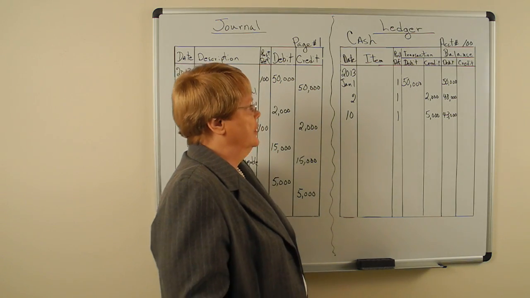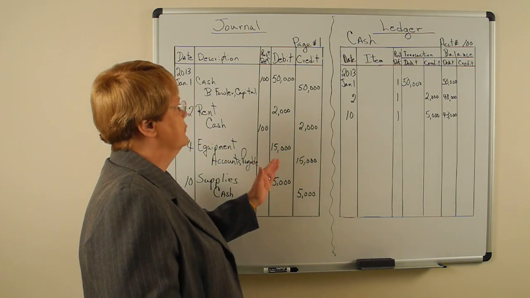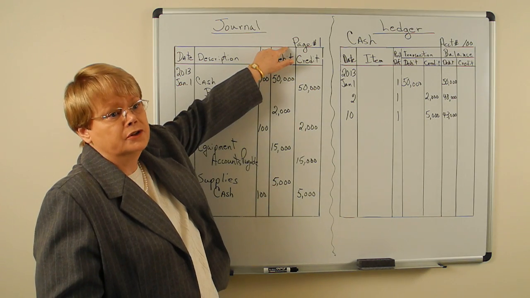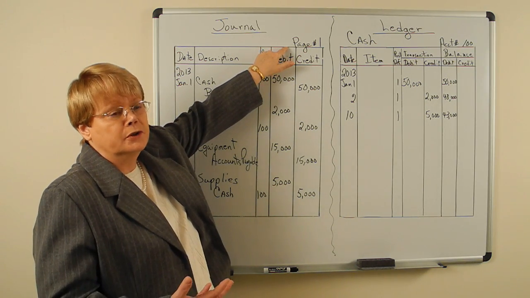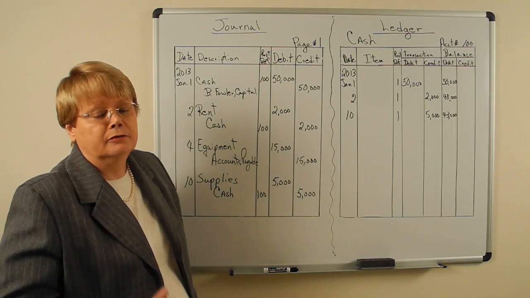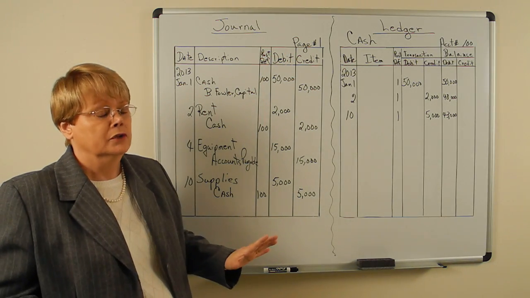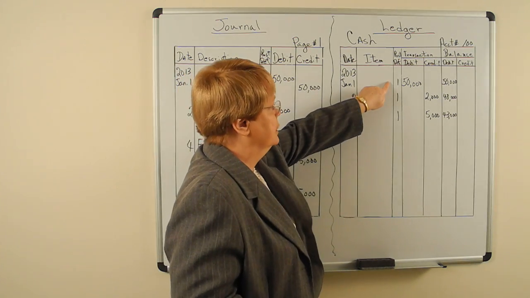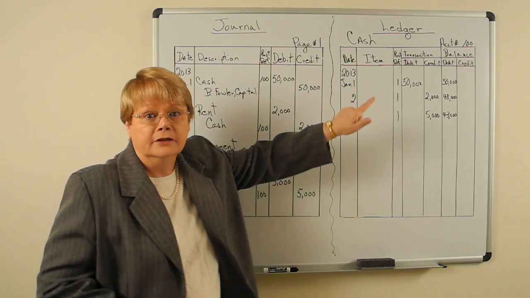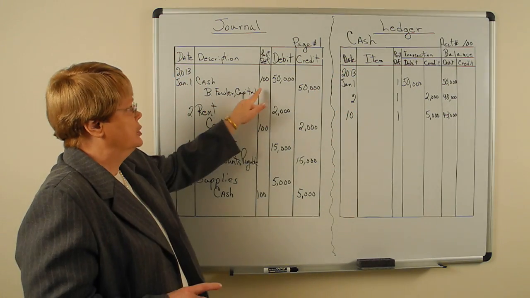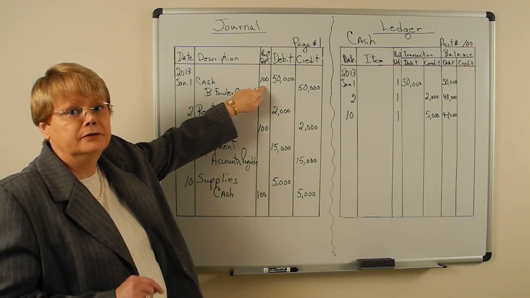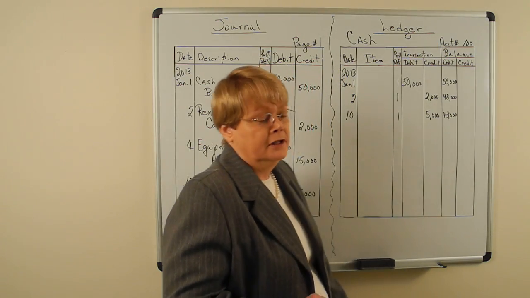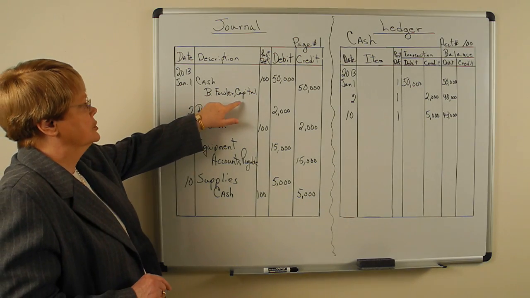Now when I do that, I want to know where this entry came from. So the posting reference in the ledger would be the page number in the journal. And when we get into special journals later on, we'll put in a reference for the type of journal. But right now we only have one journal. So my posting reference over here is 1, because this is page 1 in the journal. Then I bring my posting reference back over here to show where the transaction was posted, and it was posted to account number 100. So that's what I put in the journal.